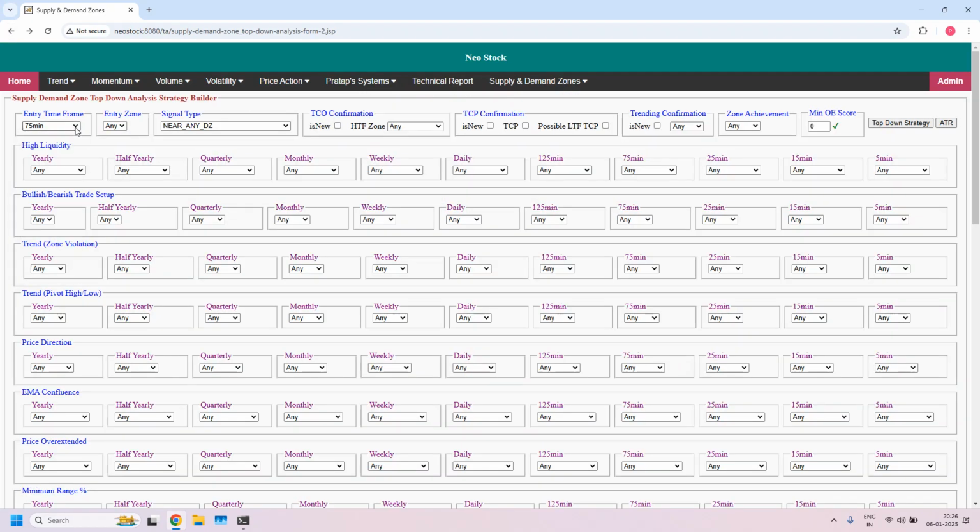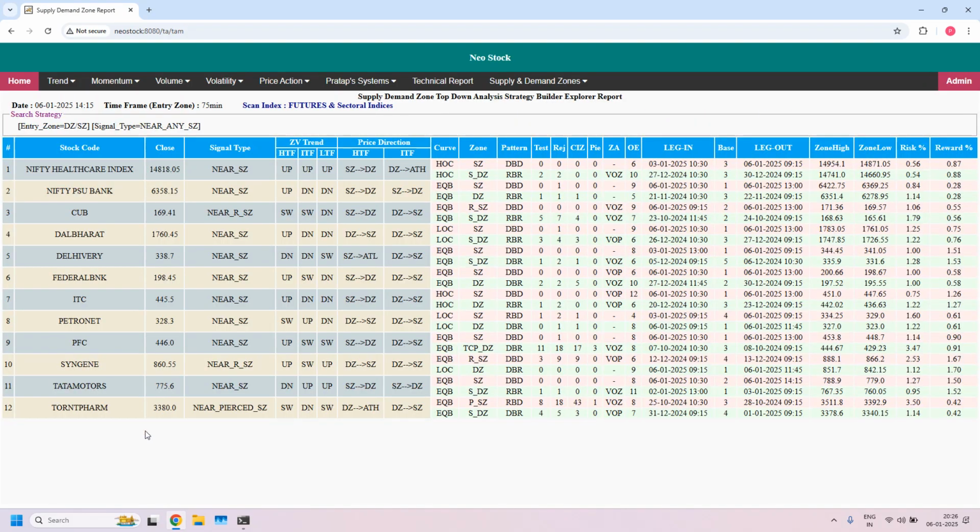Okay, next 75 minutes time frame. Stocks near 75 minutes supply zone. We got 12 stocks. Let's identify high liquidity supply zones from this list. Cub is also having high liquidity demand zone. Sometimes you may get opportunities either side, sometimes. Next, Syngin. That's it.